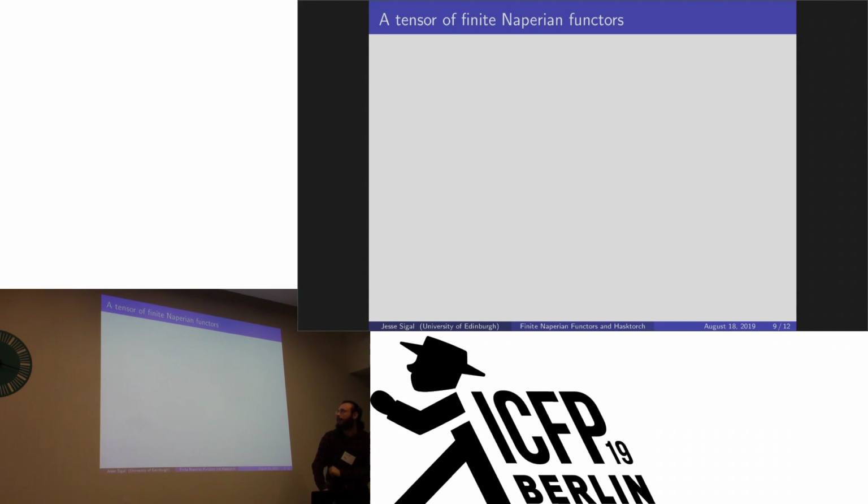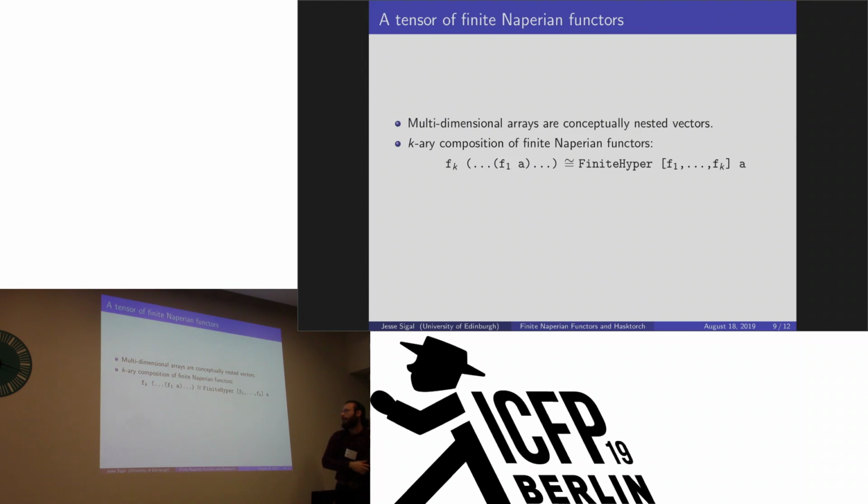So what should a generalization of a tensor using finite Naperian functors look like, and how can we use it? Just as multidimensional arrays are conceptually just nested vectors, I think there's more to it, especially with memory layout and whatnot, but we can do the same sort of thing. If we take the finite Naperian functors and nest them like you would nest vectors, then we're going to use this data type to describe the thing on the left.